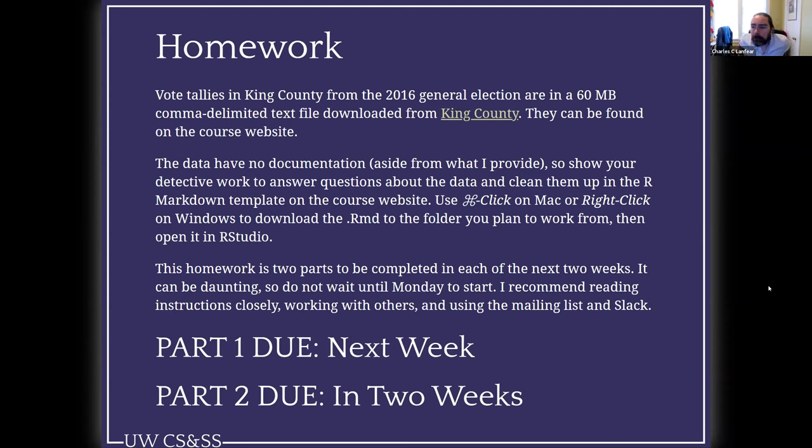This is a 60 megabit, I believe, comma delimited text file from King County. You can get them off the course website. Use the one on the course website, not the one from King County. These data have no documentation other than what is provided in my template. So you're going to need to do a little bit of detective work and mess with them and clean them up in R. So download the RMD template, use the RMD template.